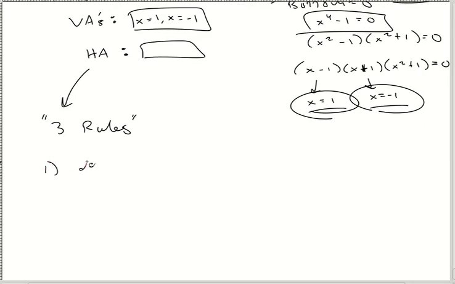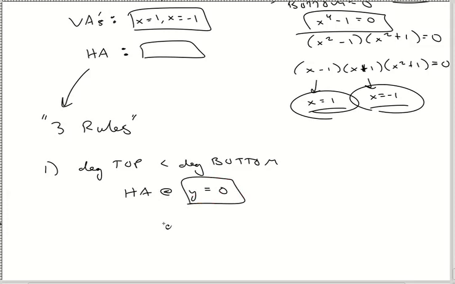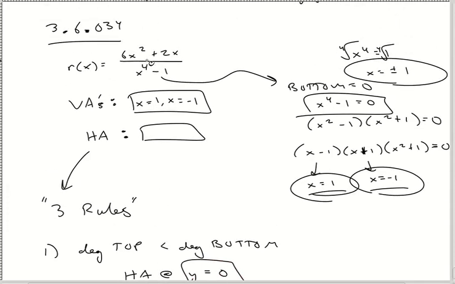So rule number 1, if the degree of the top is less than the degree of the bottom, again, remember that we're always talking f of x has a top and a bottom, okay? So if the degree, the biggest power of the top, is less than the degree of the bottom, then what do you got? A horizontal asymptote at y equals 0. That's your answer. Does this apply to this one? And I would say yes.